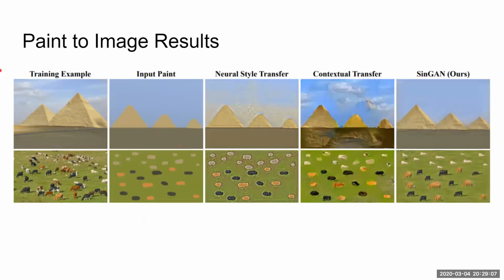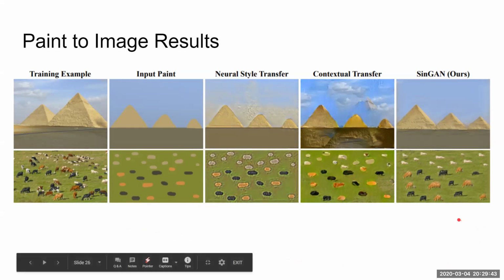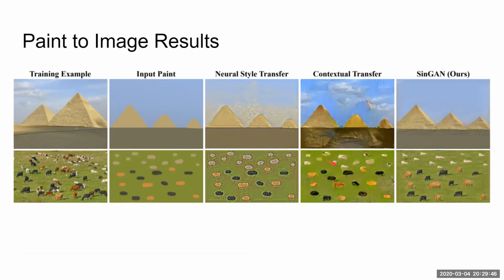These are the results of paint to image. Here is the training image, and this is the input image. In this section, second example, you can see that the neural style transfer and contextual transfer just generate some kind of blobs. And in the SinGAN example, you can clearly see that there are some cows, while in these two cases it is not very clear what these things are. So you can see that SinGAN is much better than other methods in the paint to image application.